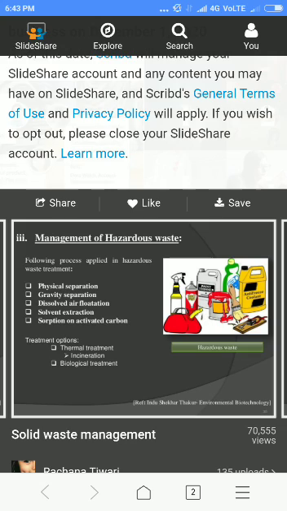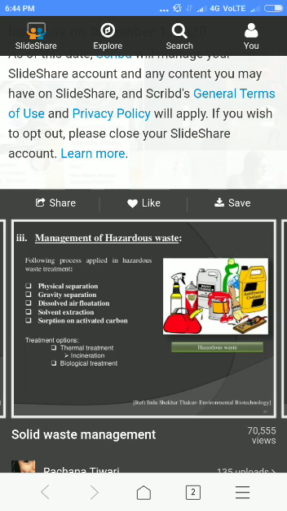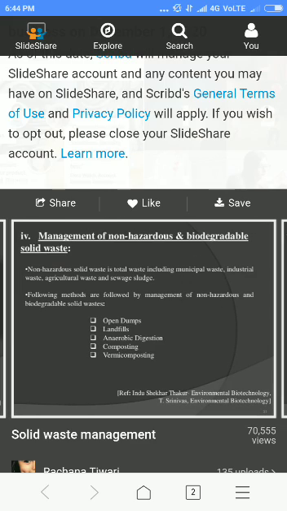After that, management of hazardous types of waste. Generally, various types of methods are applied for these hazardous types of waste: physical separation, after that gravity separation, dissolved air flotation, solvent extraction, sorptions on activated carbon. And methods followed for the management of this hazardous waste are thermal treatment, which mostly includes incinerations, and biological types of treatments.